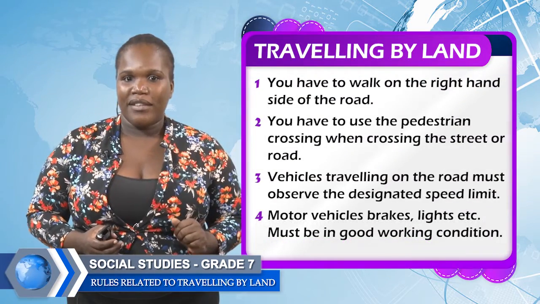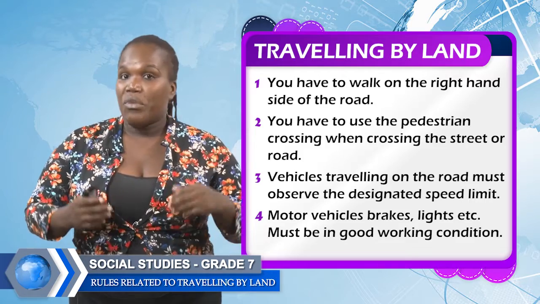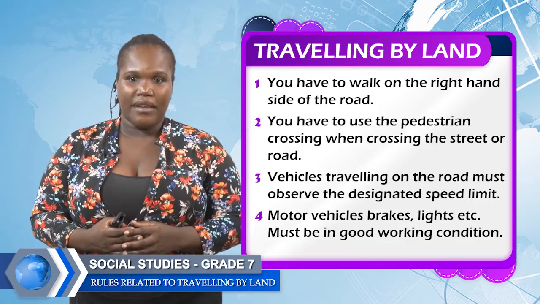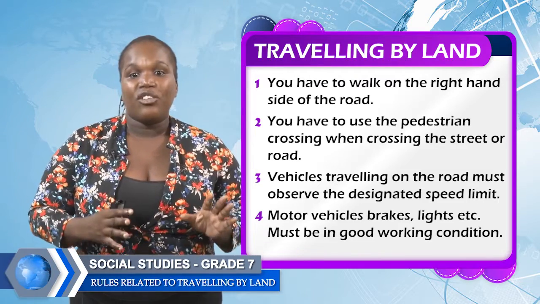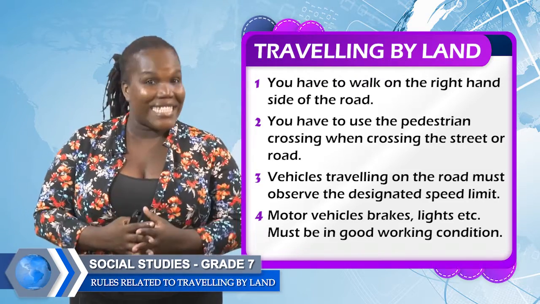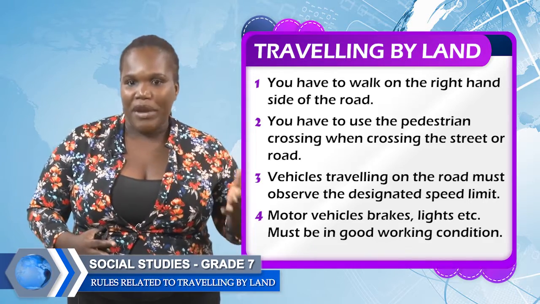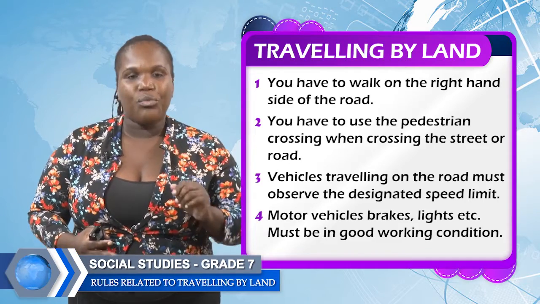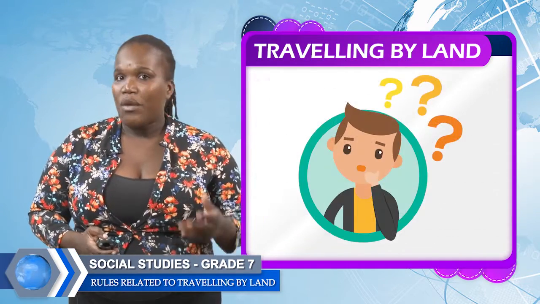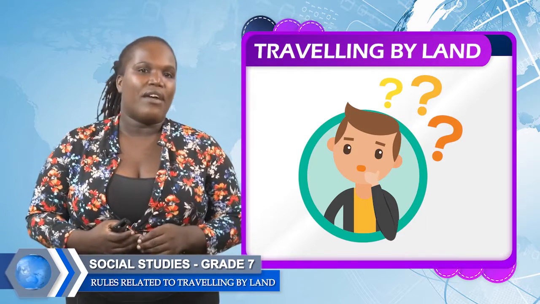Remember we said you'd have to walk on the right side of the road. You must always use the pedestrian crossing whenever crossing the street or road. Vehicles traveling on the road must observe their designated speed limits, and motor vehicles must have brakes, lights, etc., and they must be maintained in good working conditions. But what I want us to do is think of some other rules that we encounter when traveling on the roads.